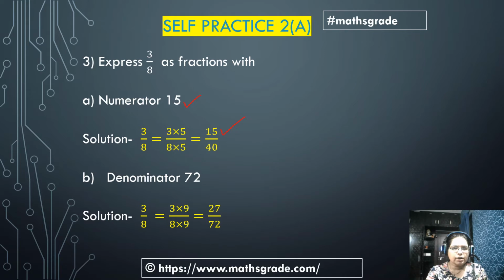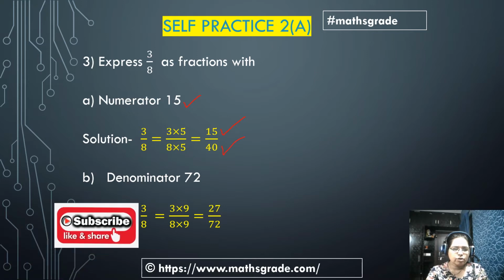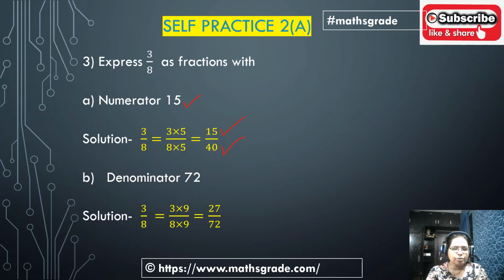When we multiply a number in the numerator, we have to multiply the same number in the denominator also, to get an equivalent fraction. So we have to multiply 8 by 5 also. 8 multiplied by 5 is 40. So we get 3/8 equal to 15/40, with 15 in the numerator and 40 in the denominator. And 3/8 and 15/40 are equivalent fractions.